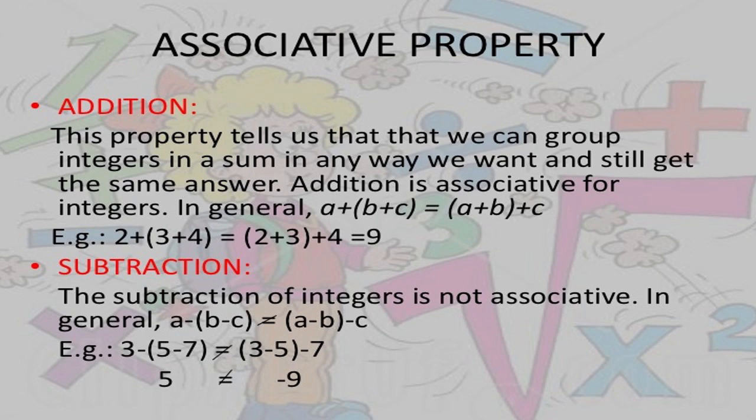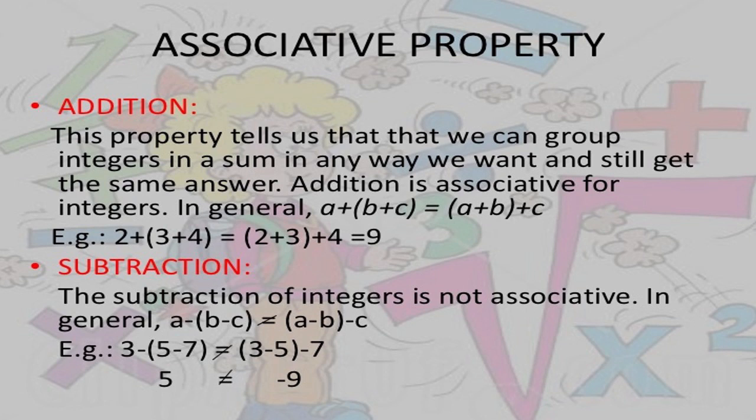What about subtraction? The subtraction of integers is not associative in general. a minus (b minus c) is not equal to (a minus b) minus c. Let's verify it. 3 minus (5 minus 7). First bracket part is to be solved. 5 minus 7 is minus 2. Okay? 3 minus minus 2. It becomes 3 plus 2, which is 5.